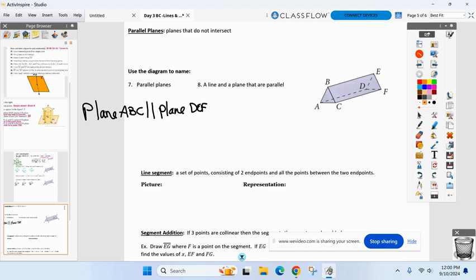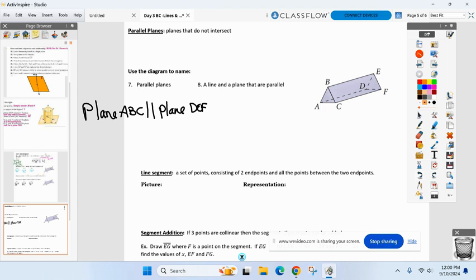All right. Next up, and I want to make sure you guys get this piece because it's not going to sound right. How can a line and a plane be parallel? I've already shown you how two planes can be parallel, right? And I've already shown you how two lines can be parallel. How can one be parallel to the other then?